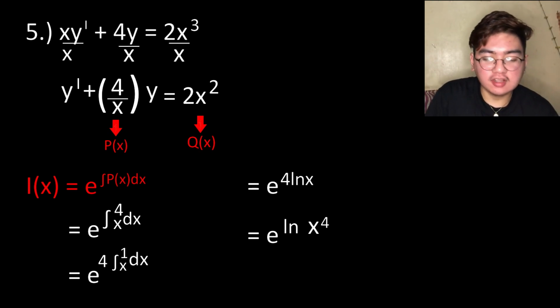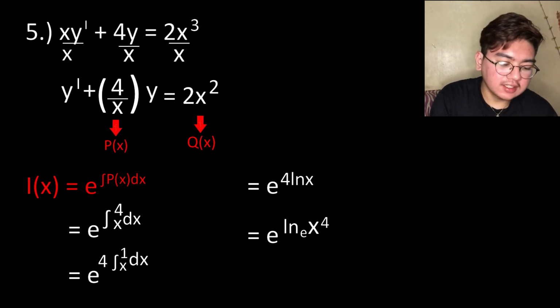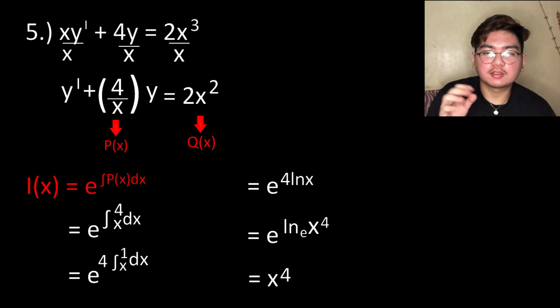Ang base ng natural log function ay e. Kaya pwede natin makancel yung e. Magiging x to the 4th na lang. Ang x to the 4th, yun yung integrating factor. Tapos ngayon, pwede na tayong pumunta sa general solution.